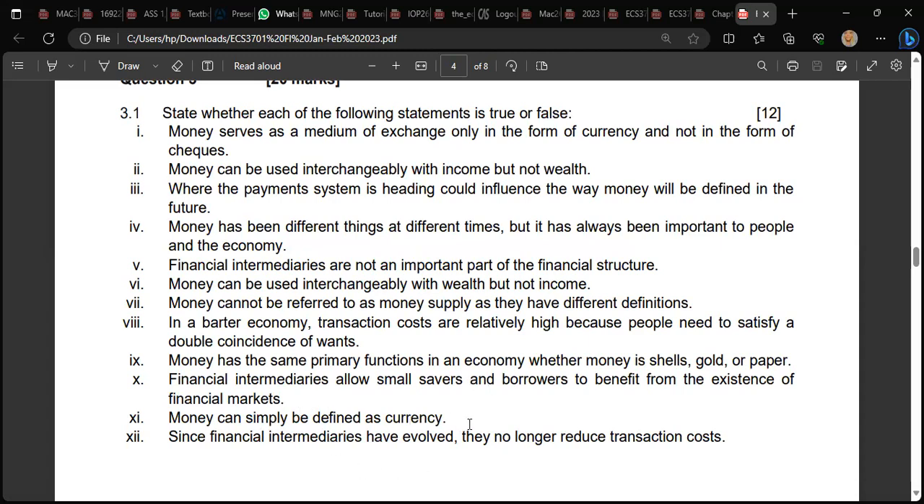Then, money can simply be defined as currency. True or false? True. Are we all agreeing on that one? False. Why false? Isn't that money? There are three definitions of money. Yes. Am I saying the correct thing? Yes, you are correct there.